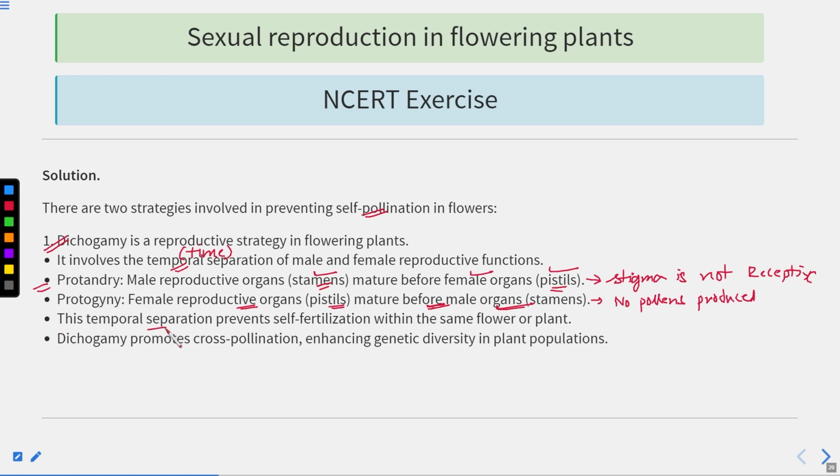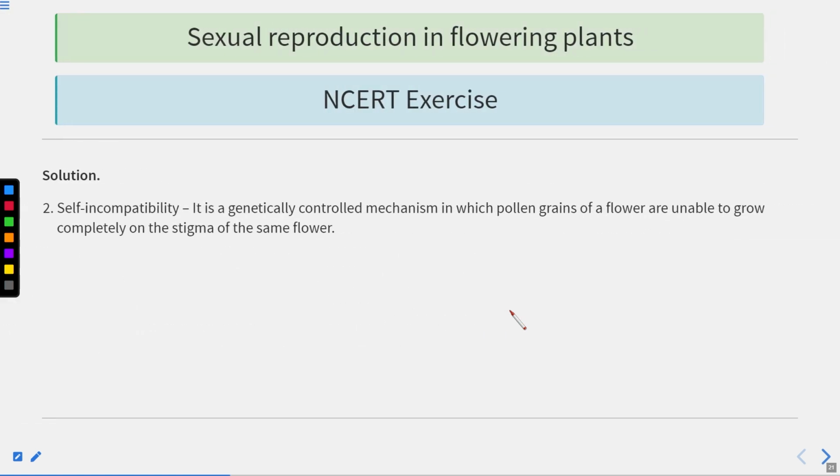Now, this temporal separation prevents self-fertilization within the same flower or plant. Dichogamy promotes cross-pollination, obviously. Because of this, cross-pollination is promoted and it enhances the genetic diversity in the plant population. Now, next one is self-incompatibility.